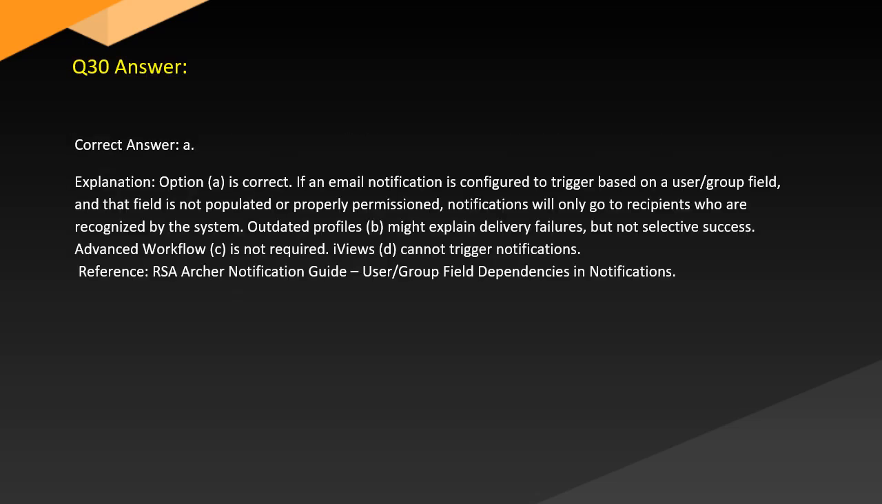Answer. Correct answer A. Explanation. Option A is correct. If an email notification is configured to trigger based on a user group field and that field is not populated or properly permissioned, notifications will only go to recipients who are recognized by the system. Outdated profiles B might explain delivery failures but not selective success. Advanced workflow C is not required. If used, dashboard views D cannot trigger notifications. Reference: RSA Archer notification guide, user group field dependencies in notifications.